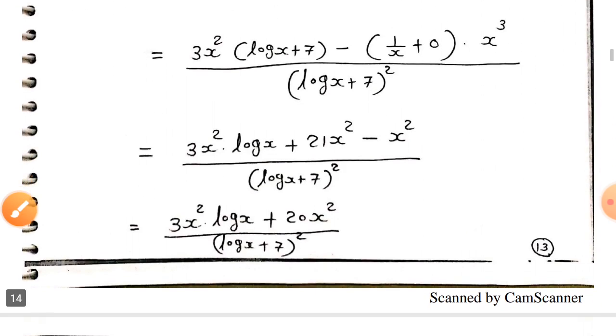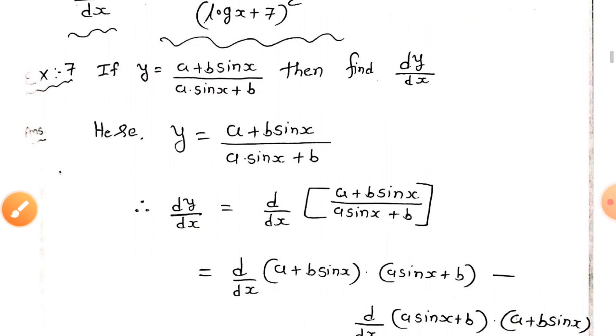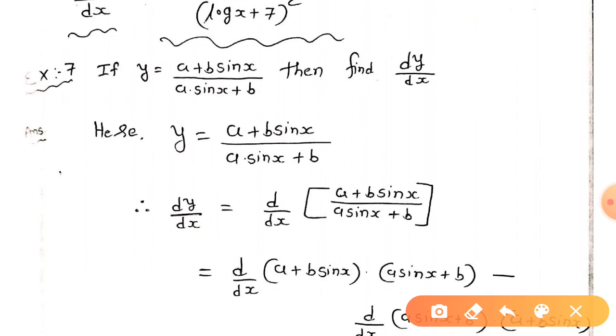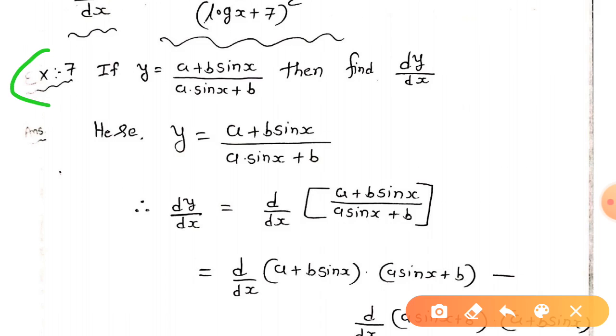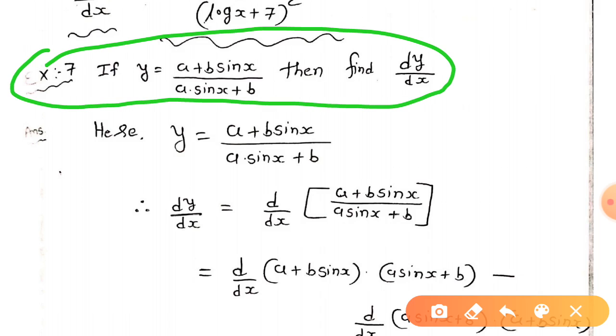at your homework. Now we move towards example number 7. This one is the most important example. Okay, see, this is example number 7, most important example. In our numerator, observe a plus b sin x, in the denominator a sin x plus b.